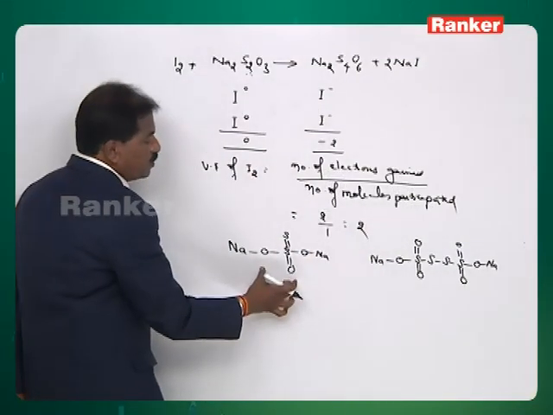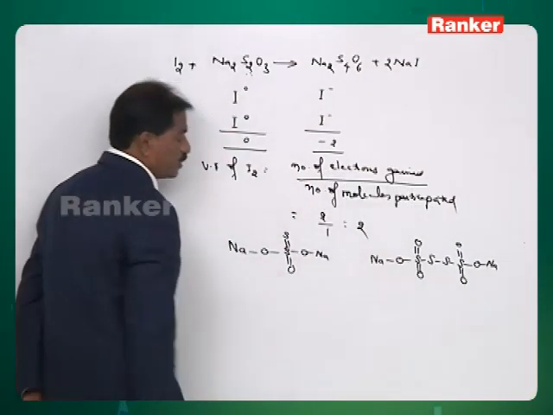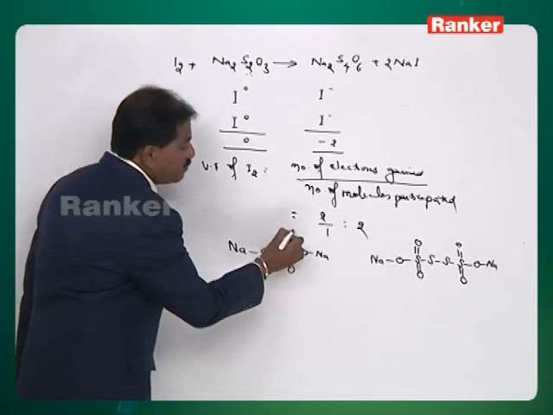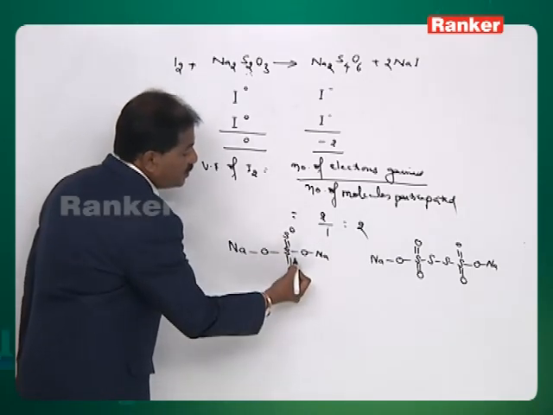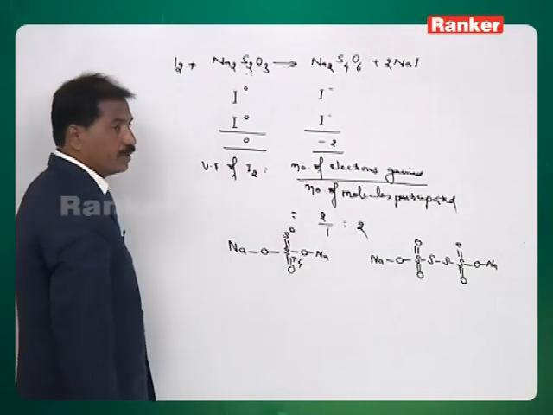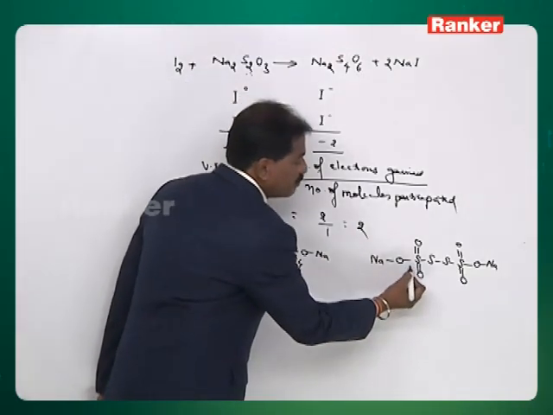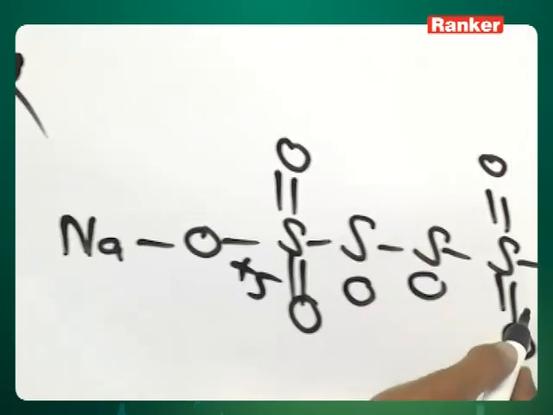This is sodium thiosulfate. This is sodium tetrathionate. Here the oxidation state of the sulfur is 0. Here oxidation state of the sulfur is +4. Here oxidation state of this sulfur is +5, 0, 0, +5.